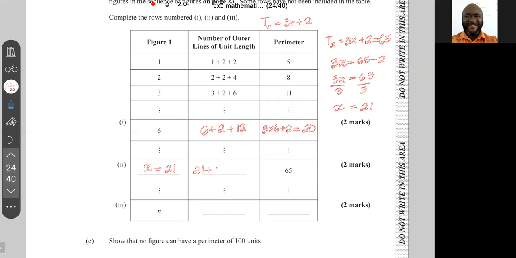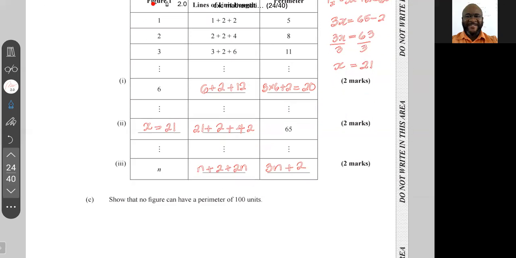So this is 21, plus 2 times 21, which is 42. When you add up all of this, you should get 65. So this plus this is 43 plus 2, 65. So that is correct. So if this is n, this is going to be n plus 2 times n, and this is going to be 3n plus 2. It's going to be 3n plus 2.